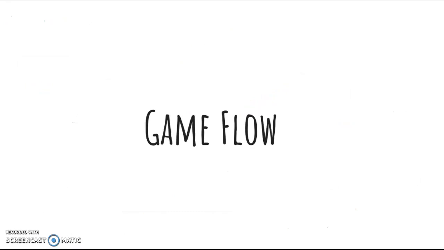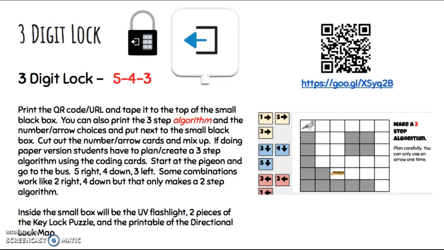For the game flow, students will have the small breakout box with a 3-digit lock on it, 543. If doing digitally, the QR code will be taped on top of the small box. Once they scan the QR code, it's going to take them to a Google slide of this 3-step algorithm. They need to follow the directions, figure out how to get the pigeon from here to the bus.